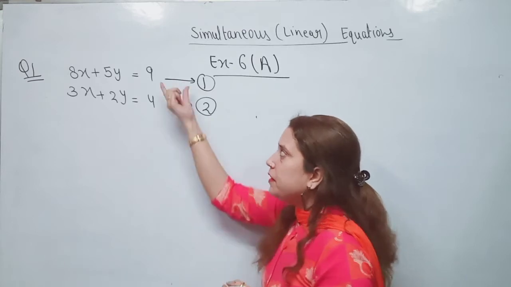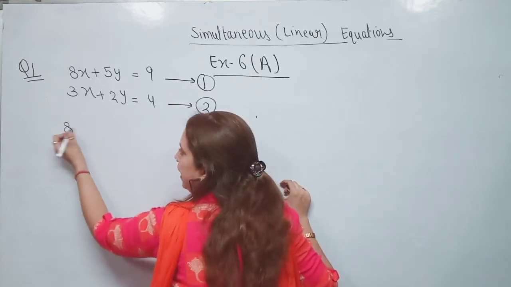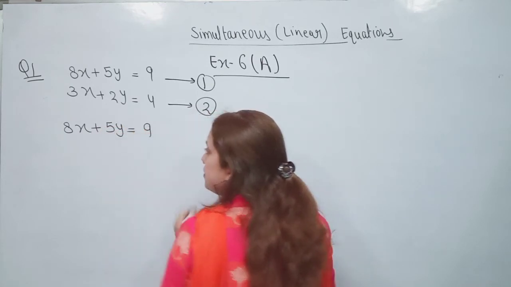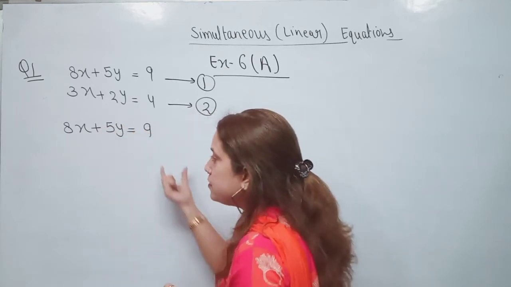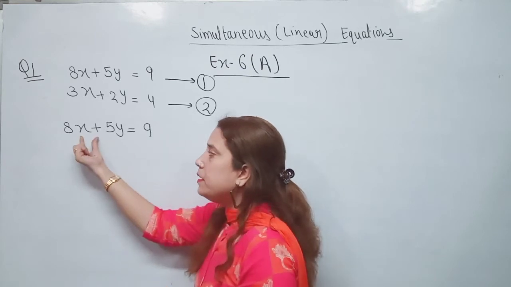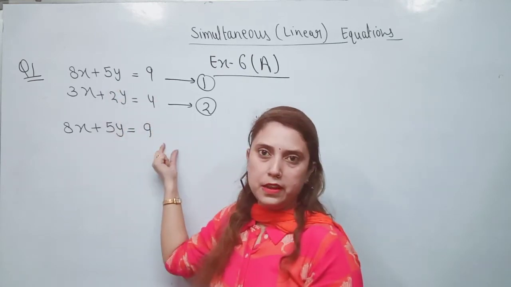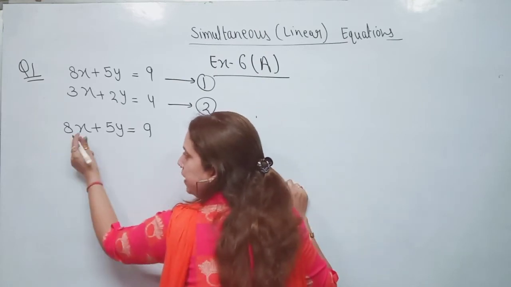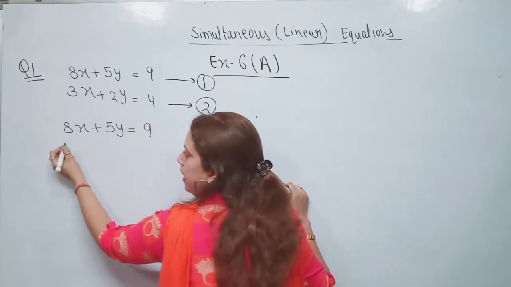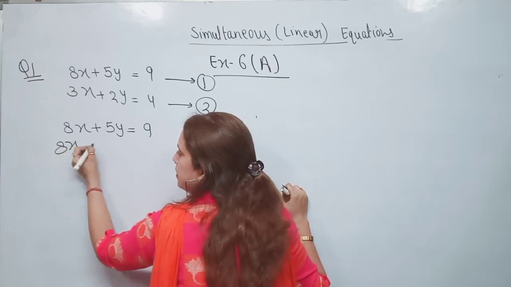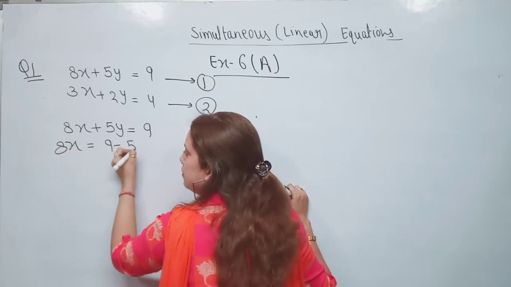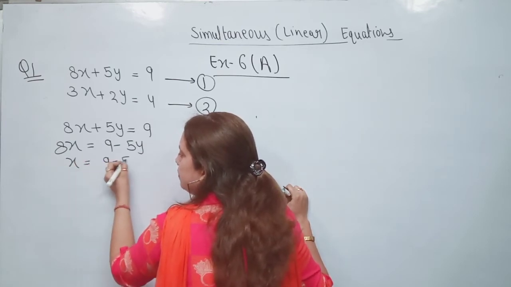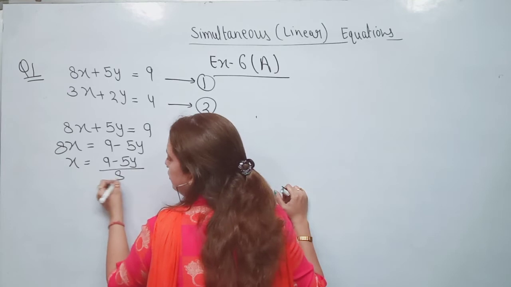Okay beta, first we write equation first: 8x plus 5y is equal to 9. In substitution method, first we find any one variable in terms of the other variable. So first we will find the value of x in terms of y. 8x is equal to 9 minus 5y. So the value of x will be 9 minus 5y upon 8.